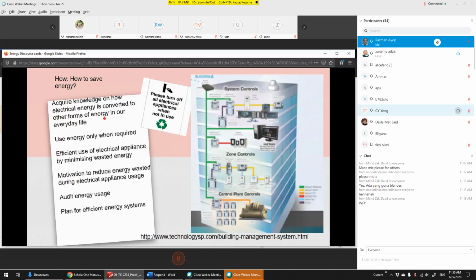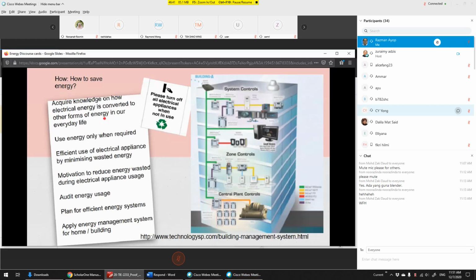Audit. Plan for efficient energy systems. How? Right? For example, your aircon can at the same time heat up your water for your shower. Okay, I have an example just earlier. Apply energy management system for home or building. Right? If you have a building, because there are so many rooms, so many levels, then you need an energy management system or building management system.